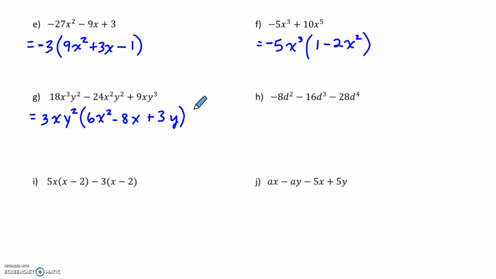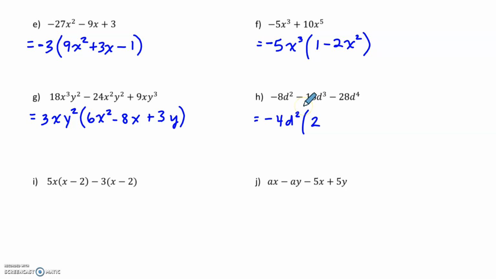All right, let's go on to our next one. We have a negative out front. That means I know I'm going to need a negative for my common factor. And 4 goes into each of these expressions. And d squared is my variable with the lowest degree. All right, so divide. Negative 8 divided by negative 4 is 2.